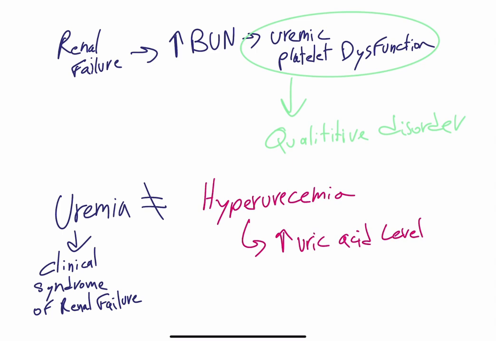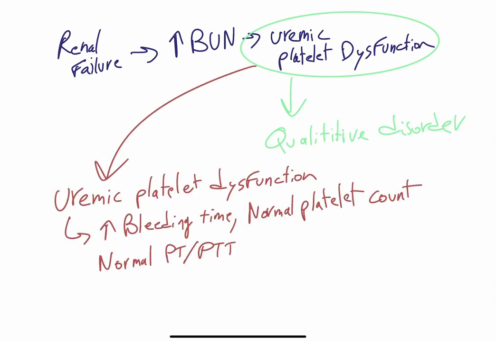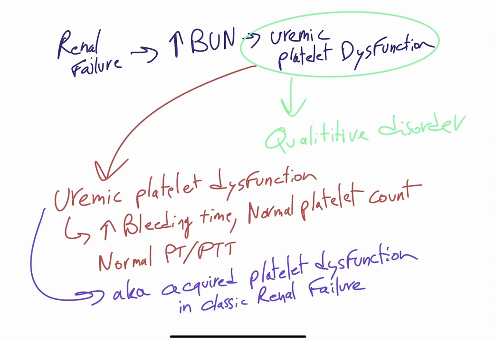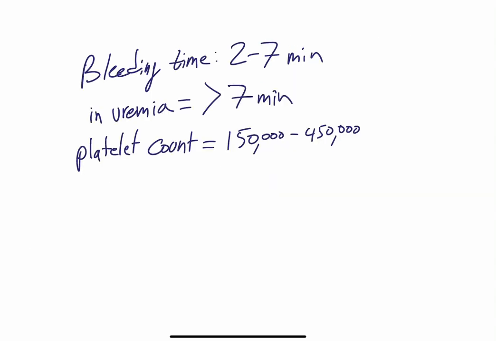Now, in uremic platelet dysfunction, you will have an increased bleeding time, normal platelet count, as well as a normal PT and PTT. This is also known as acquired platelet dysfunction. This is classic in renal failure. Now, this dysfunction leads to mucocutaneous bleeding. So think epistaxis, petechiae, despite a normal platelet count. On your licensing exams, this is counterintuitive because if you see bleeding, most people think platelet counts must be low. This is not the case because in uremia, the count is normal, it's the function that's impaired.